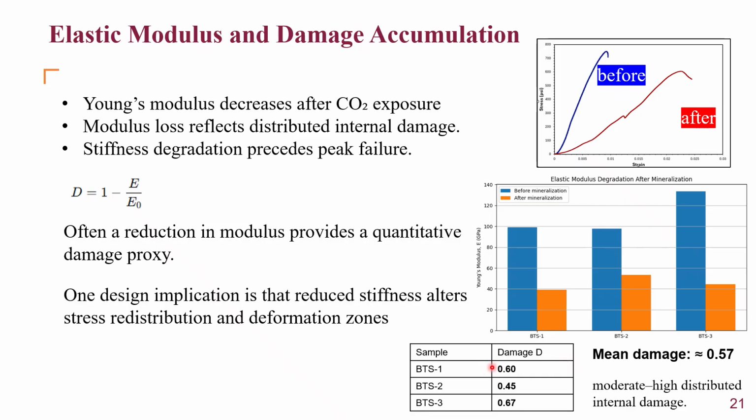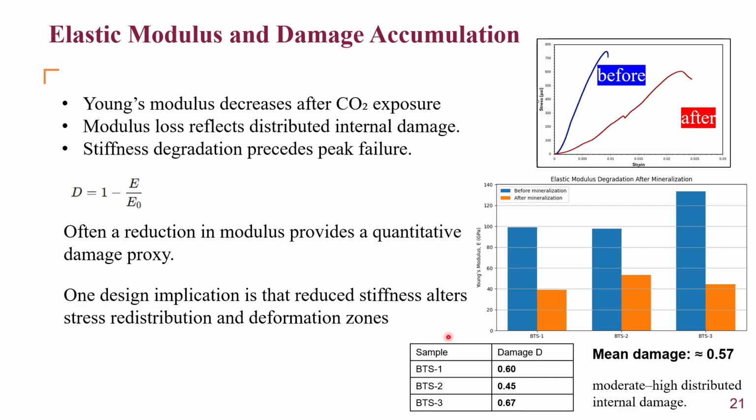This damage D ranges from 0 to 1. A damage of 1 means very, very strong damage, and a damage of 0 means close to no damage. So after calculating the mean damage for these 3 BTS samples, we found that the mean damage is around 0.57, which indicates a moderate to high distributed internal damage.